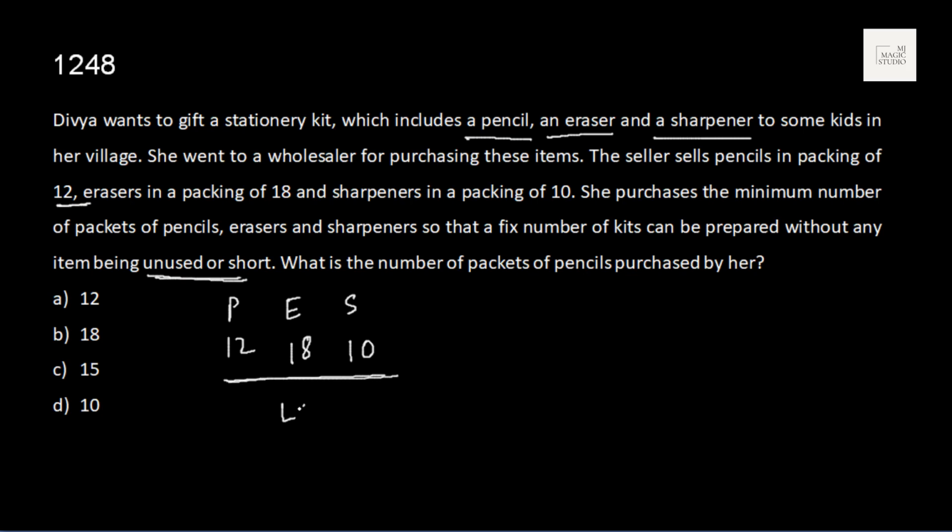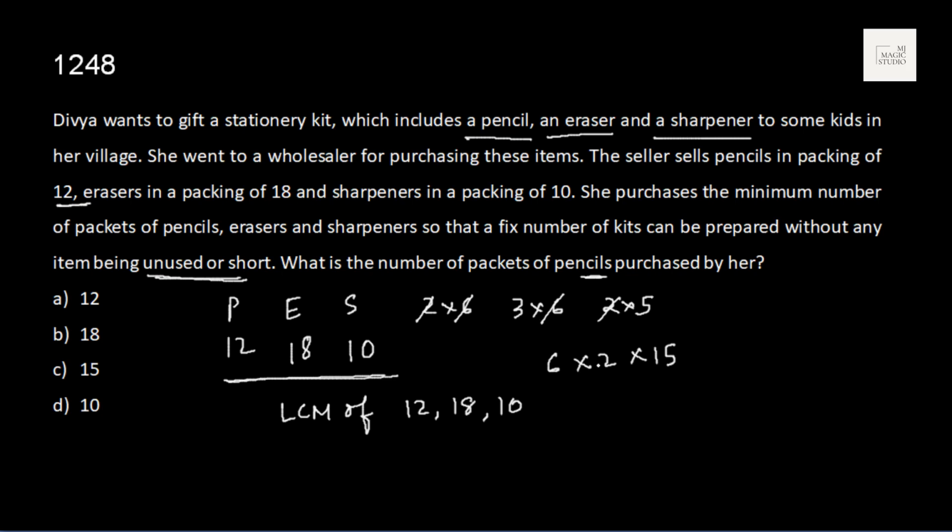We're looking out for LCM of 12, 18 and 10. What is the number of packets of pencils purchased by her? Okay, 12, 18 and 10. First of all, we need the LCM. This is 2 into 6. This is 3 into 6. This is 2 into 5. 6, 2, I'll take it from here. And then it would be 15. 30, 180 pieces each.